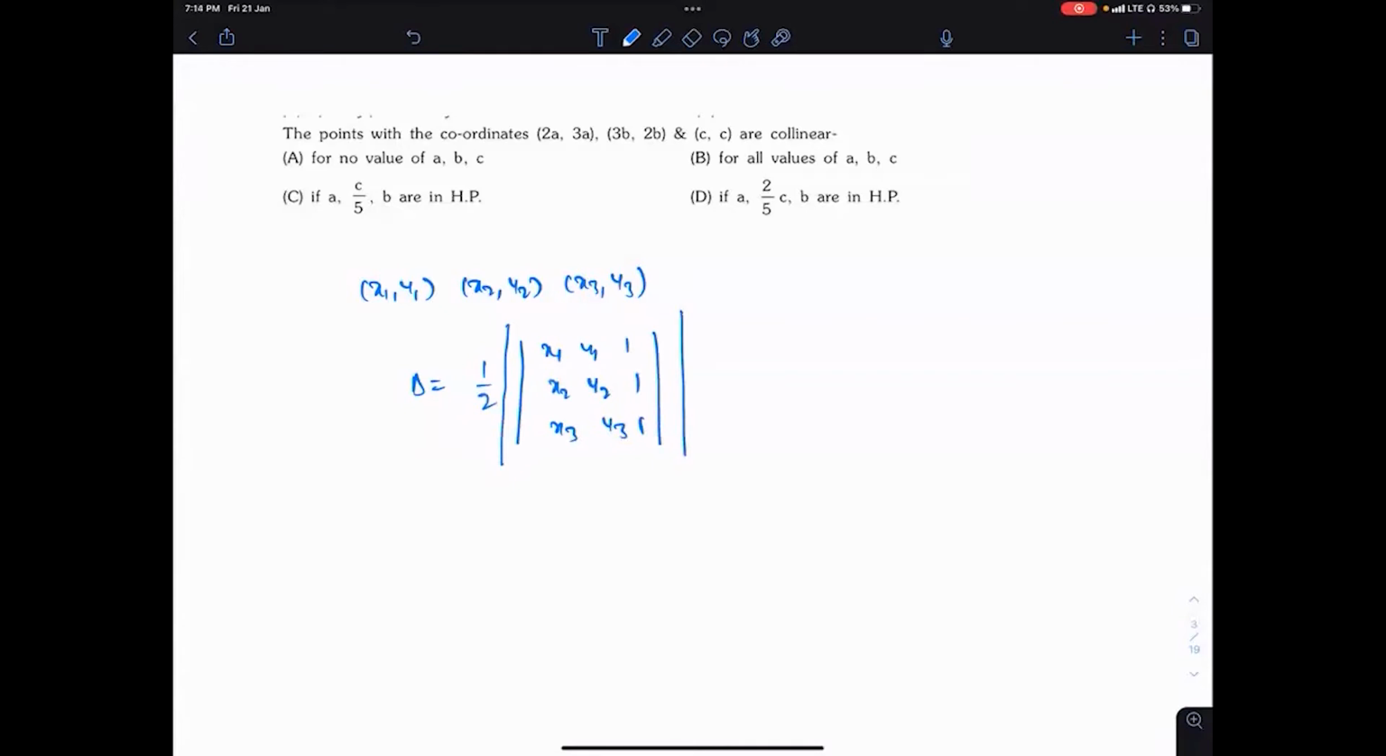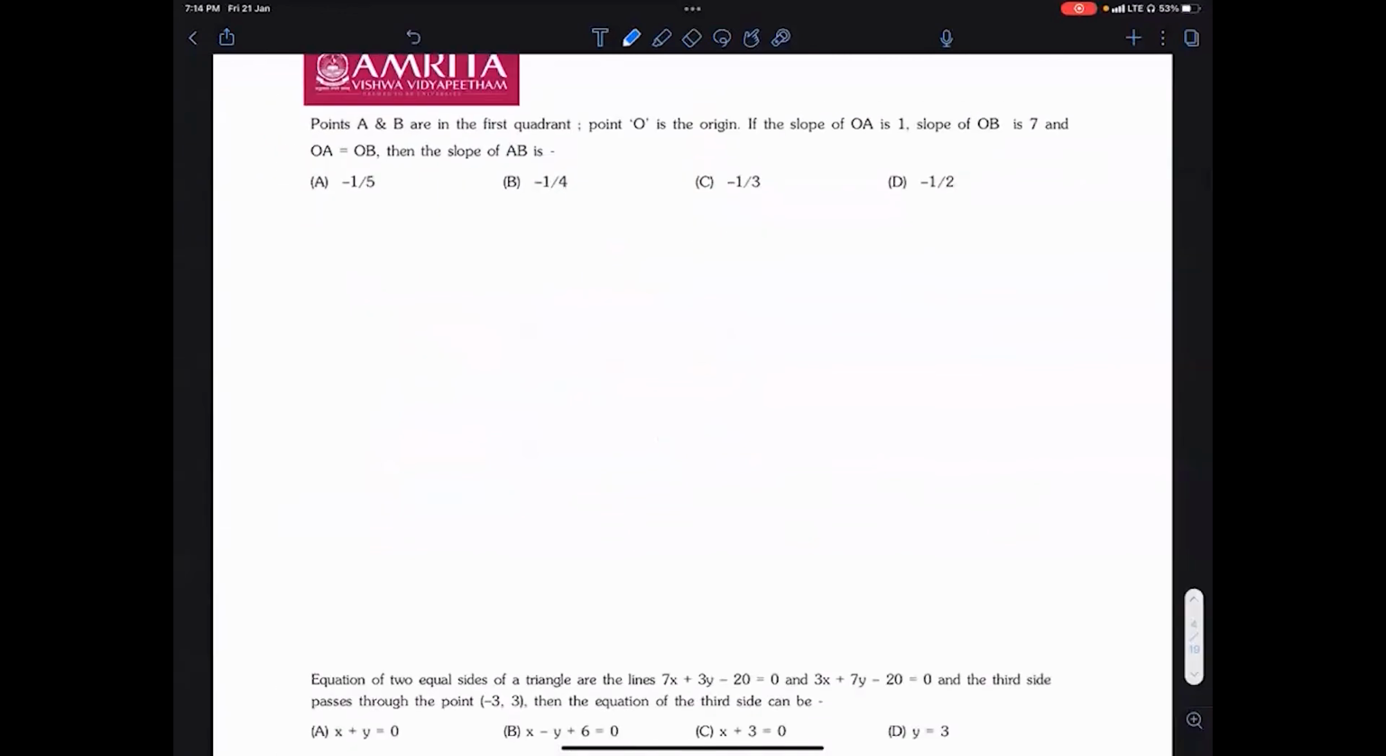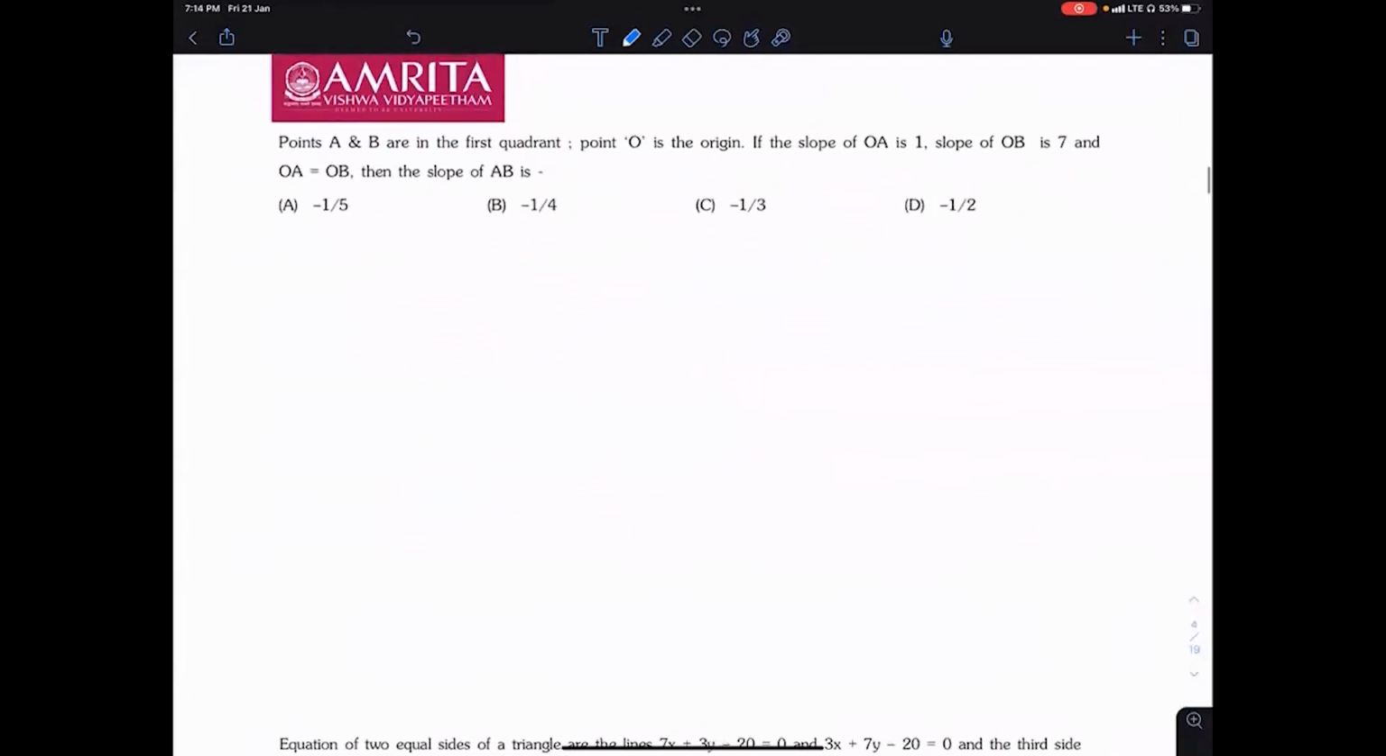Now, since they are collinear, this determinant must be 0. Fine. So give this formula only, I have written that question. Okay. Next.